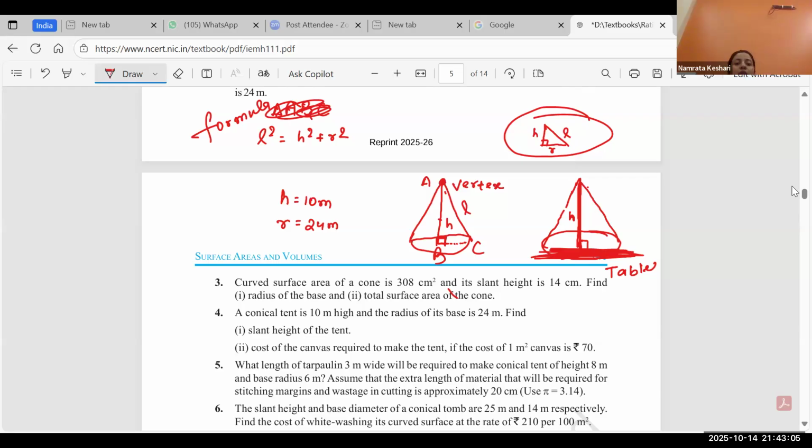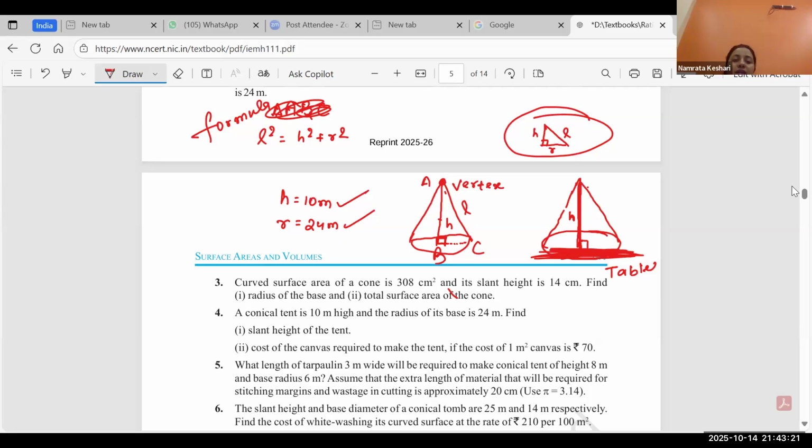Yes, ma'am. Okay, so you have to find the slant height, that is L. You can use the straightforward formula. You can put the H value over here. You can put the R value over here. Just be careful, your H and R units need to be the same.